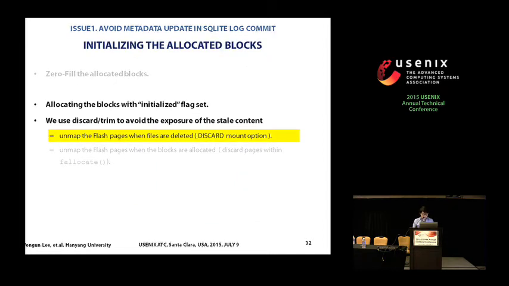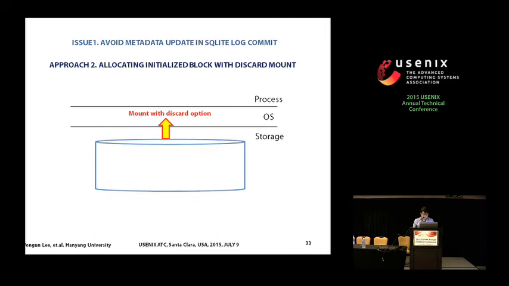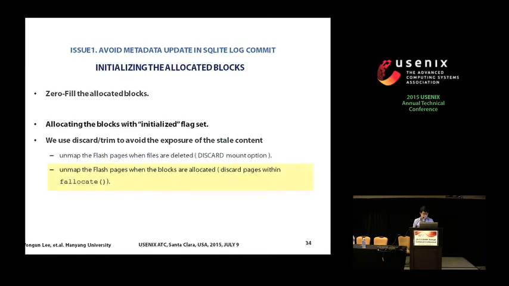In the second approach, we mounted the file system with the discard option. When 5 blocks are deallocated with the discard mount option, the file system issues the discard command to erase them, so newly allocated blocks are always free from exposing stale contents. In the third approach, the 5 blocks are unmapped when they are allocated.